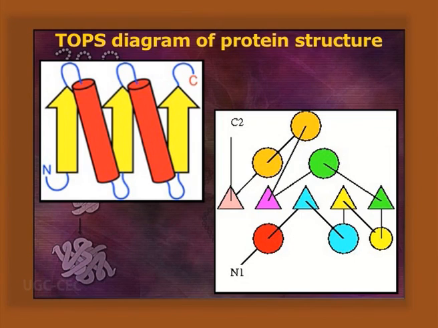Apart from this, there is the two-dimensional TOPS diagram by which the structure can be mapped as a conformational map, where the beta strand is a triangle and the alpha helix is circular. So the topology of the protein is actually described here.